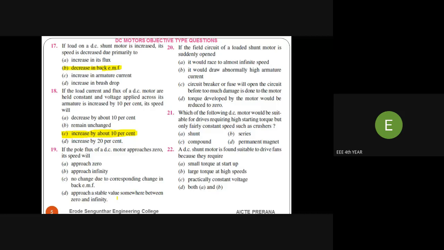If the pole flux of a DC motor approaches 0, its speed will approach infinity, because when the flux value is reduced, the motor speed automatically increases infinitely. They are inversely proportional to each other: N is directly proportional to E divided by flux. When the pole flux of a DC motor approaches 0, the speed of the DC motor can increase infinitely. So that's why option B is the correct answer.